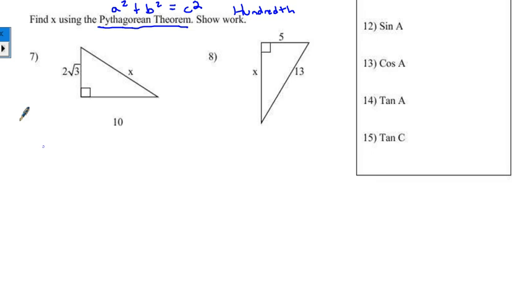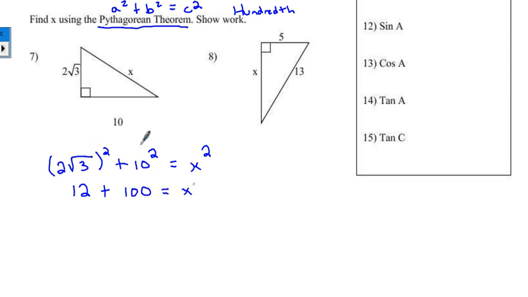So as we take a look at this one, we're going to start off, these are the legs. They need to go first. It doesn't matter what order they come in. 2 square roots of 3 squared plus 10 squared equals x squared. Remember, you can do the math for this on a calculator if you can type it correctly, but the easiest way to multiply this is to multiply the outside number twice and the inside number once. So that would be 2 times 2 is 4, and 4 times 3 would be 12. Plus 10 squared is going to be 100, equal to x squared.